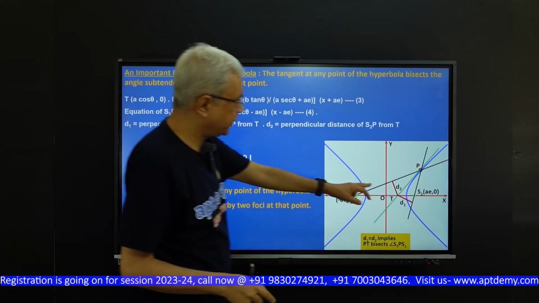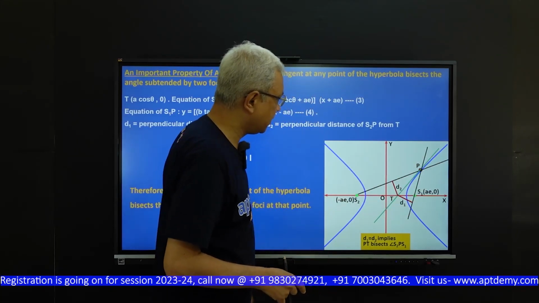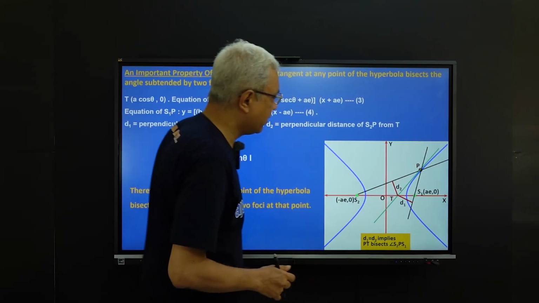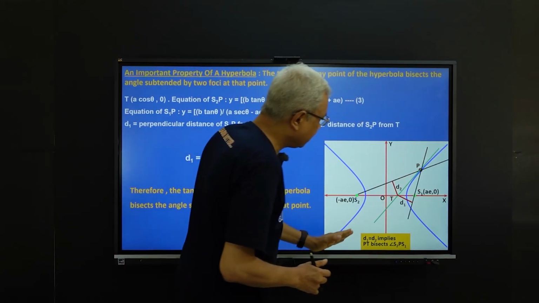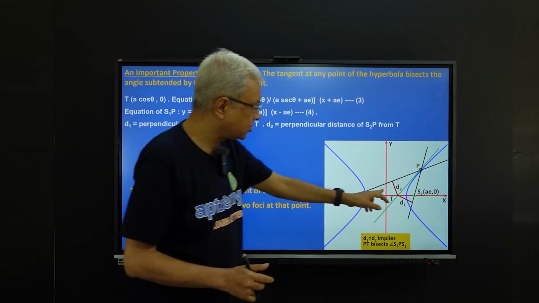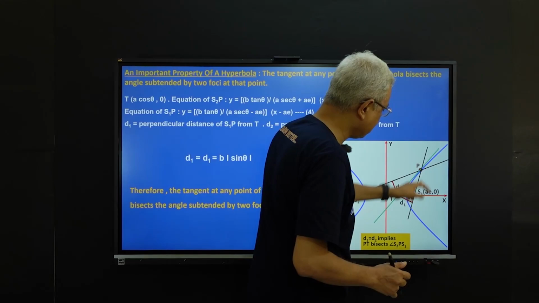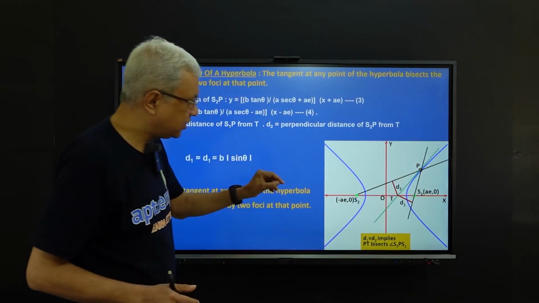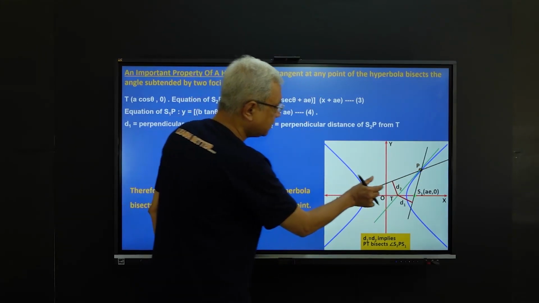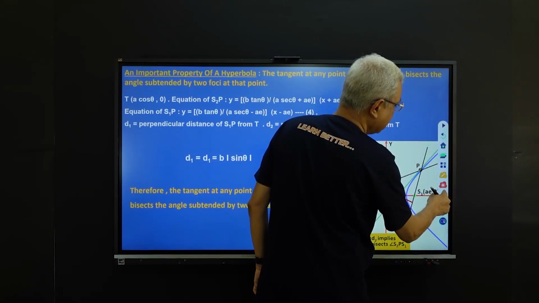That means from T, if I draw perpendicular on both the tangents S1P and S2P, both the lines S1P and S2P, actually T is a point on the tangent. Through P I have drawn a tangent. At the point P on hyperbola I have drawn a tangent which is PT, cuts the x-axis at T, and this is one line S1P and S2P is another line. From T I have drawn perpendicular on S1P and S2P, and the perpendicular distances are D1 and D2, and I have found that D1 and D2 are equal.